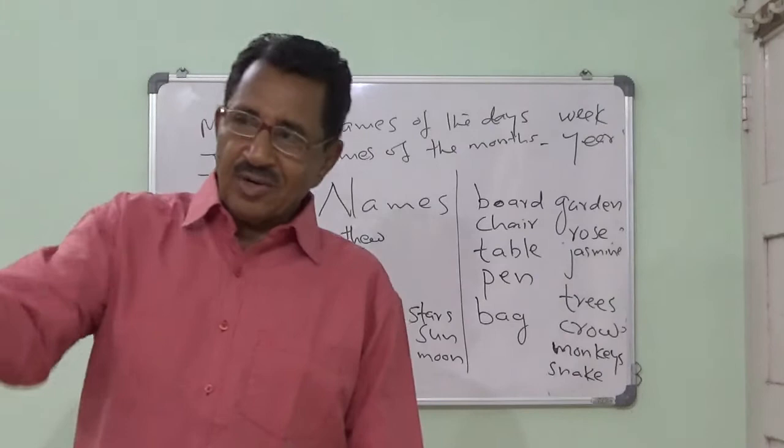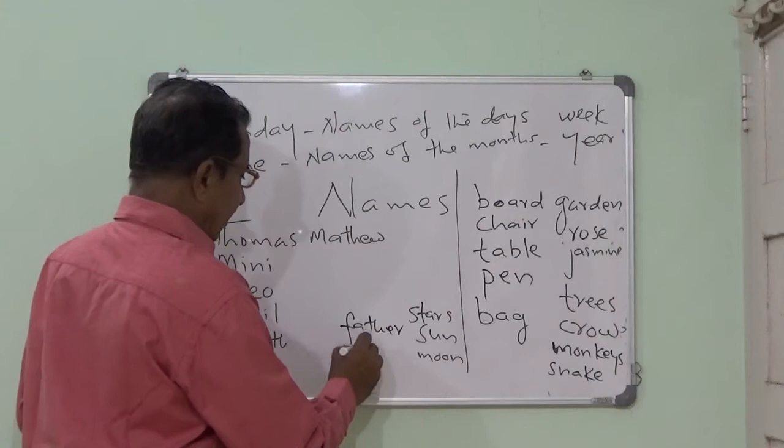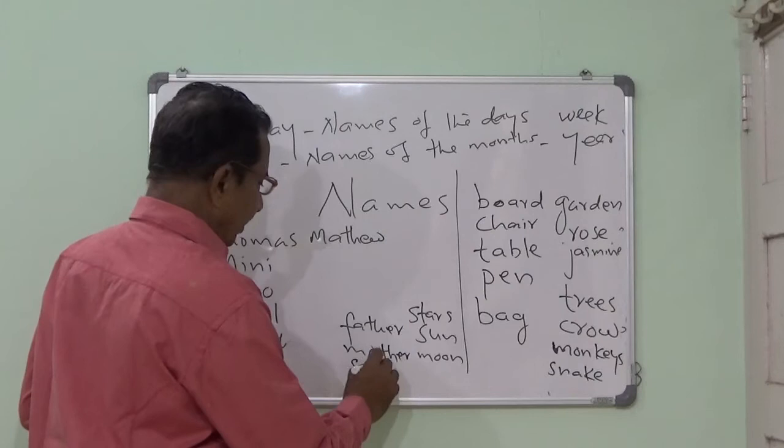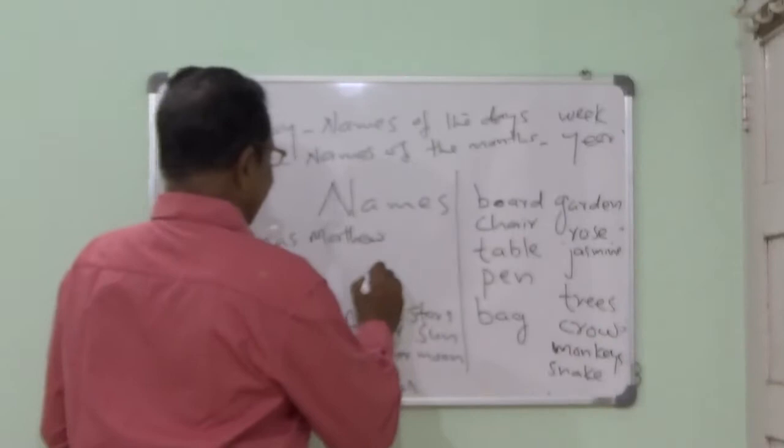Let's go to your house. What do you find there? Who are the members? Your father. Yes. Father is there. Then, who is the next? Mother. You have your sister. Your brother. Then who else? You find this? Your pussy cat. Yes. Cat. Then your dog.